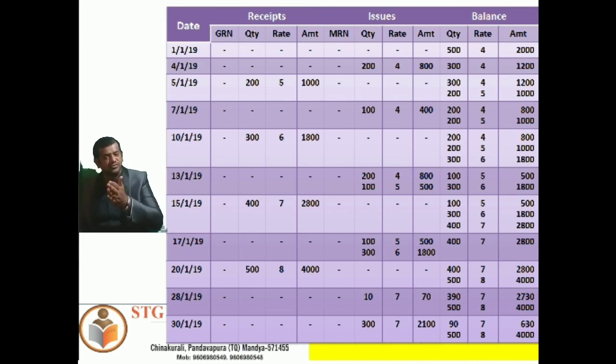So 90 into 7, 630 rupees. 500 into 8, 4000 rupees. Now add the quantity column. So closing stock under FIFO method is 590 units, and the value of the same is 4630 rupees. So now we are done with the first in first out method of the problem.